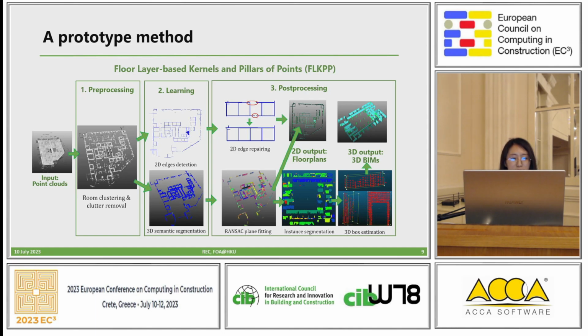So here's our prototype method. Our prototype method is named floor plan-based kernels and pillars of points, in short FLKPP, named after some important components in our method. Our method tries to integrate deep neural networks, DNN, and architectonic grammar. Basically, we want to do the semantic parsing, extracting a lot of semantics from the point clouds by using the DNN, which is very powerful at this.